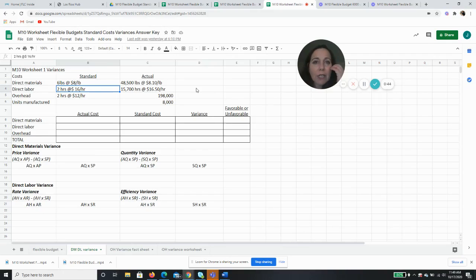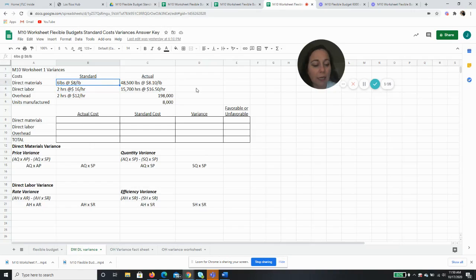That's probably an average. It would be unlikely if you have multiple employees, especially in a bigger operation, that everyone would make the exact same thing. So it's going to be an average, which tells us that we're likely to see variances in that category. And then our overhead, and we have variable and fixed combined in this situation, is 2 hours, meaning we're probably allocating based on direct labor, and $12 an hour. Okay, so those are our standards. That's what we're expecting it to cost.